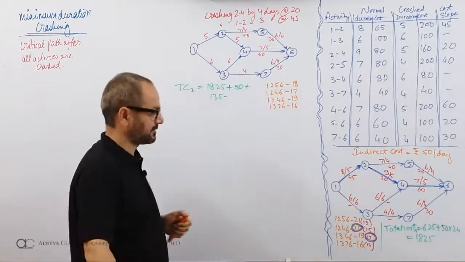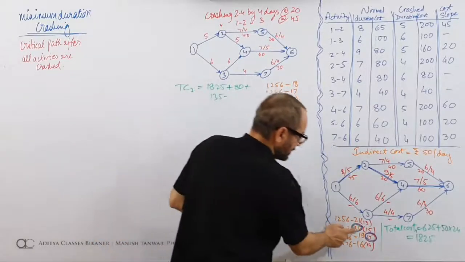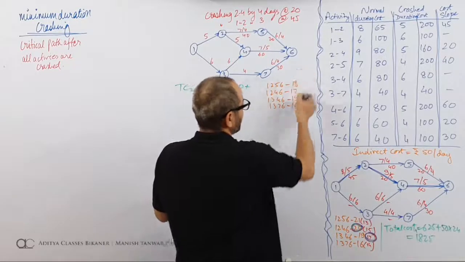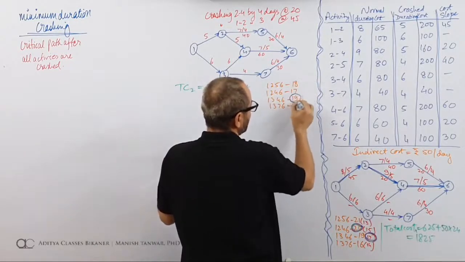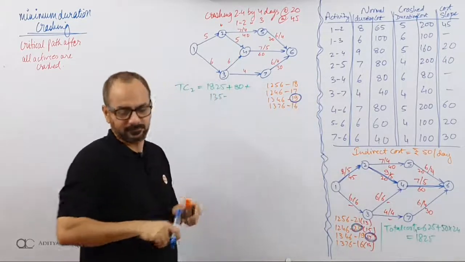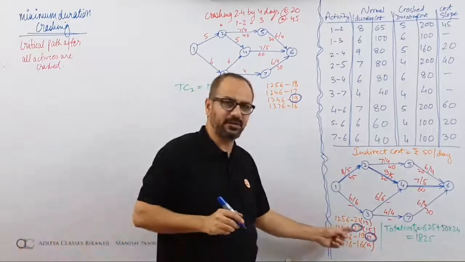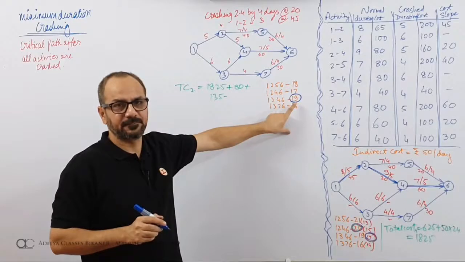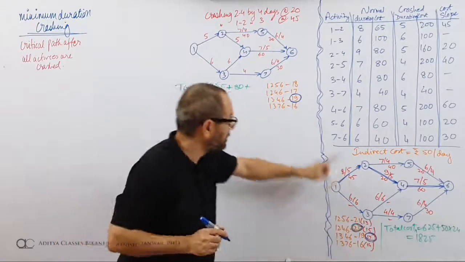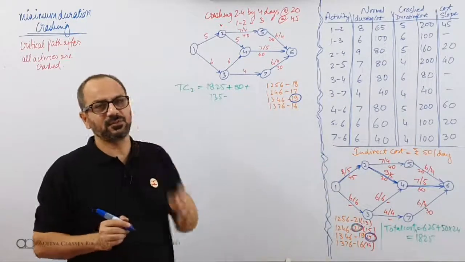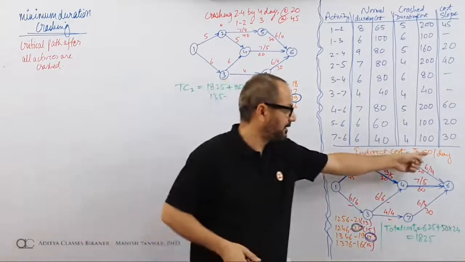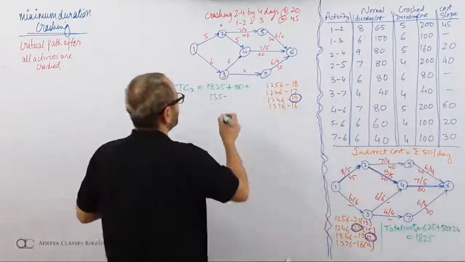What about savings? How do I decide upon savings? This was my earlier critical. My new critical is now 19. My earlier critical was 24. After this step, my new critical is 19. So what is the saving? 24 has come down to 19. 5 days worth of saving. 5 days worth of saving means 50 multiplied by 5, that is 250.